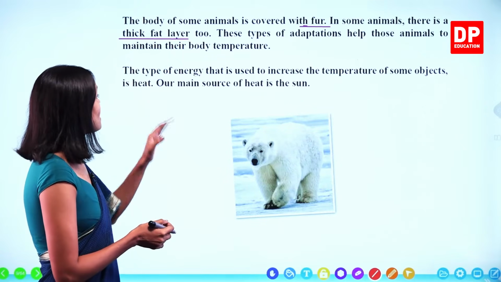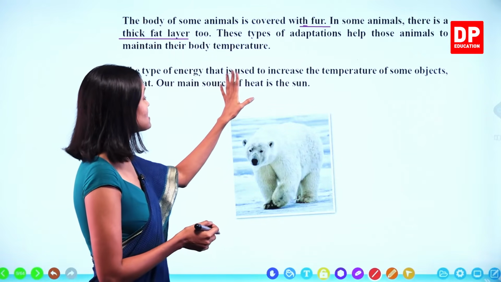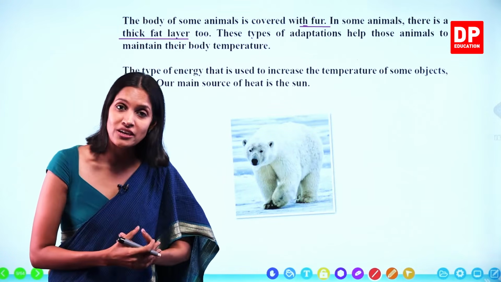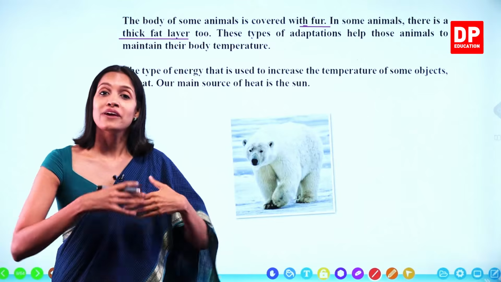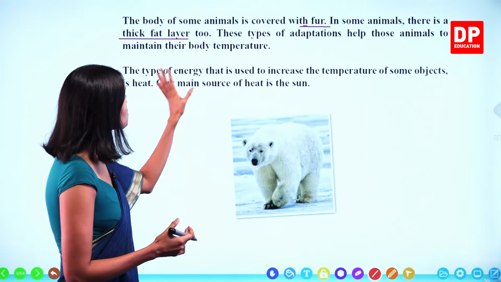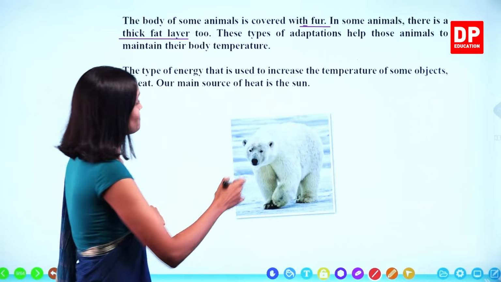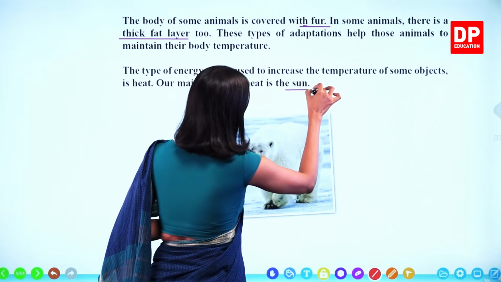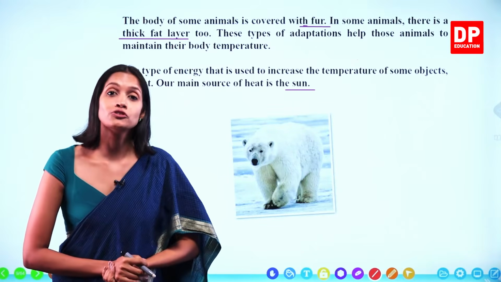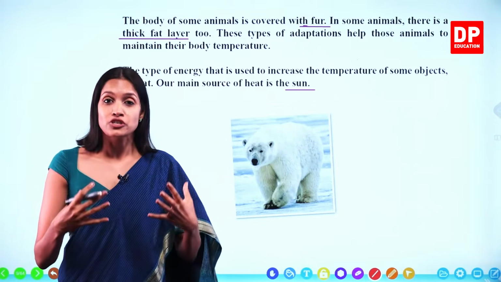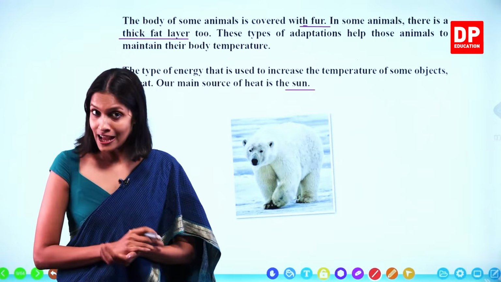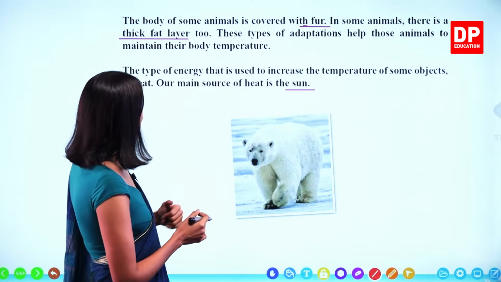Okay, children? Our main source of heat is the sun. What is the meaning of source of heat, children? Source of heat means an object where heat is produced, heat is emitted. What is the main source of heat? That is the sun. Because even earlier we explained that the heat given by the sun is very important to maintain the functioning of the plants and animals for the existence of life. Understand, children? We'll move on to the next.